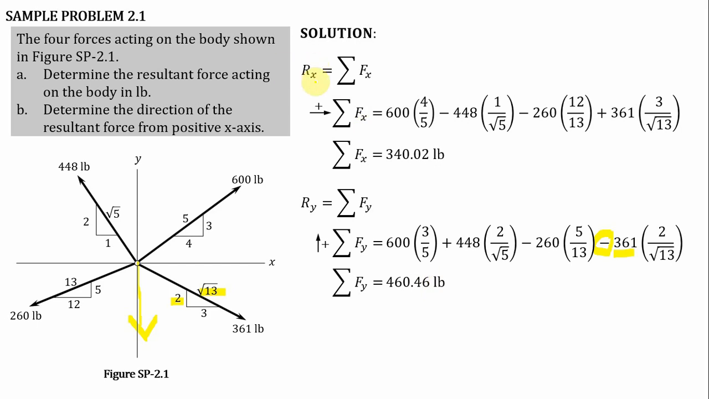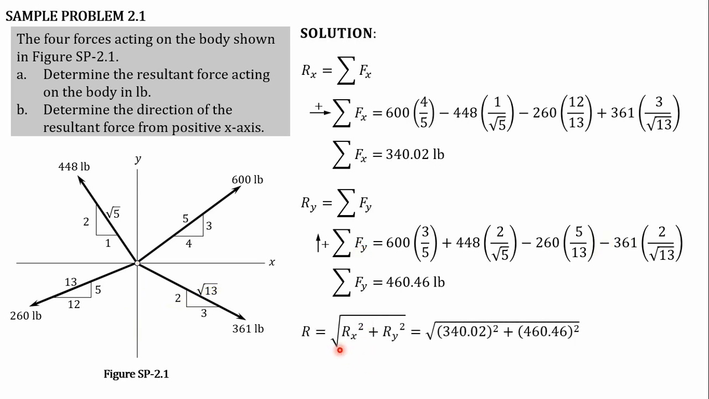Okay, so meron na tayong Rx and meron na tayong Ry. So therefore, we can now solve the resultant force. So the resultant force is equivalent to the square root of Rx squared plus Ry squared, is equal to the square root of, what is our Rx? Ito yung Rx natin. Okay? So therefore, 340.02 squared plus 460.46 squared. Okay? Yun yung Ry natin. So therefore, the resultant force natin is equivalent to 572.40 pounds. Okay? Yun yung resultant force natin.